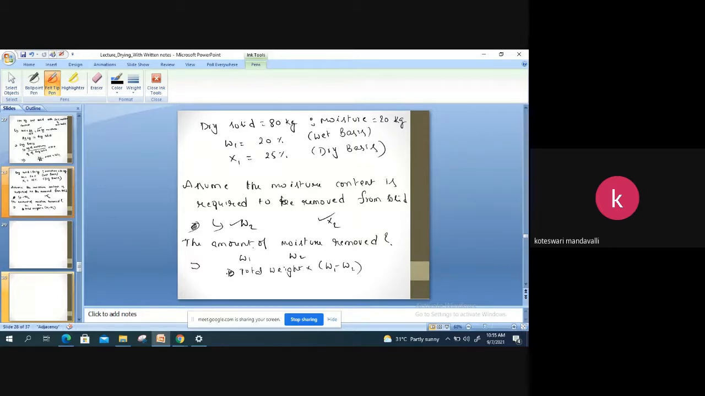Anyone can say? Can I get this value correctly or not? If I put the total weight into W1 minus W2, what will happen? And I will give you another expression. Suppose I want to use dry basis, so dry solid into x1 minus x2. Which will give you the right answer? Can anyone say? Think about it and let me know.